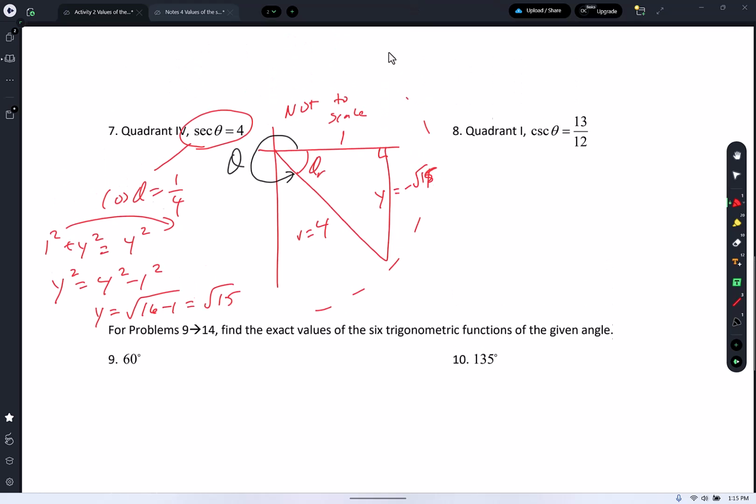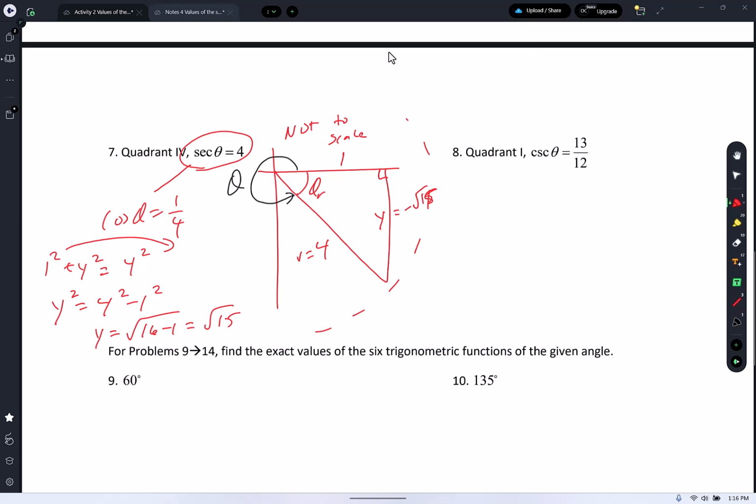We just got to give all the values that we want, right? I'm going to put it up here because I have a lot of space up here. I'm going to write cosine theta, sine theta, tan theta, secant theta, cosecant theta, and cotangent theta. All right, secant is 4, so that was given. Because secant is 4, my cosine is 1/4. You can also get it from your reference angle.